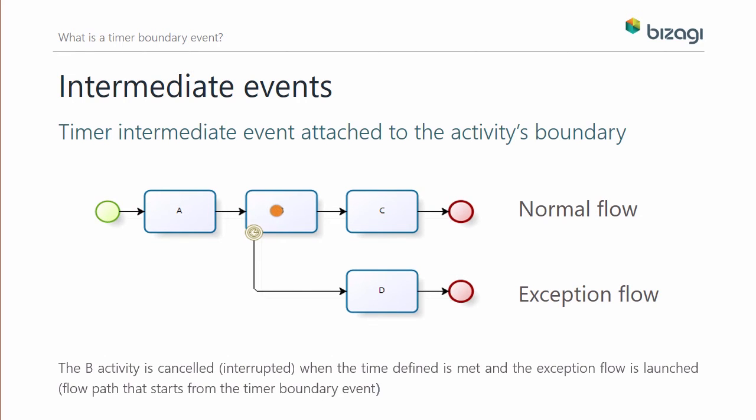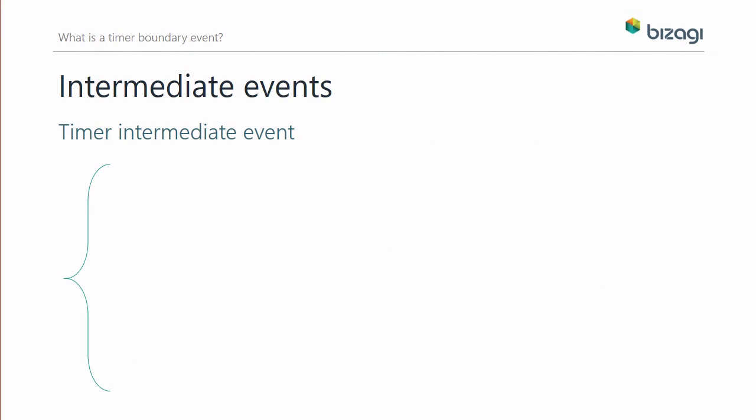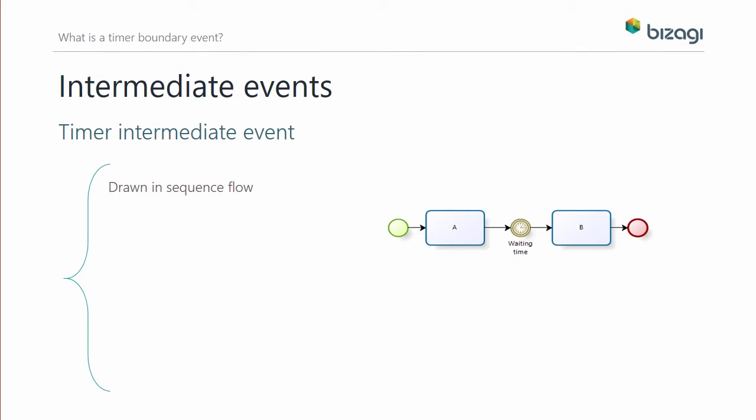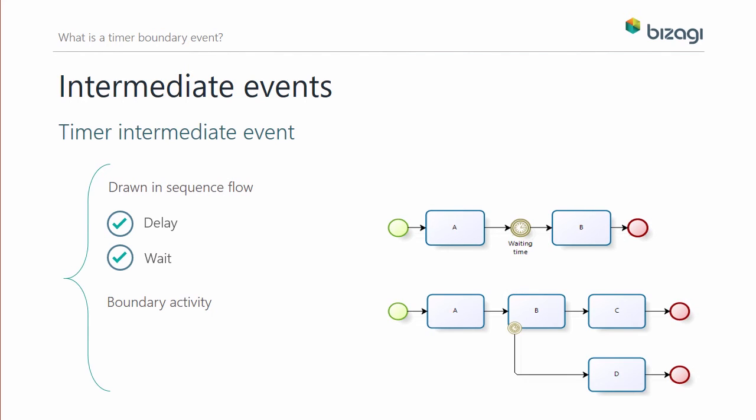The B activity is cancelled, interrupted, when the time defined is met, and the exception flow is launched, a flow path that starts from the timer boundary event. A timer intermediate event can be drawn in sequence flows, which represents a delay or wait. For example, the B activity will be executed after the A activity and a delay. Also, a timer can be drawn attached to the activity's boundary, which represents an exception, a timeout, that will be launched when the time is met.